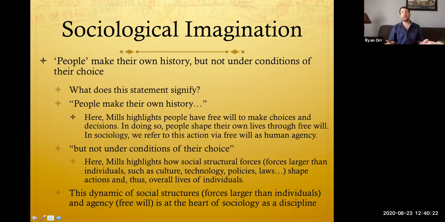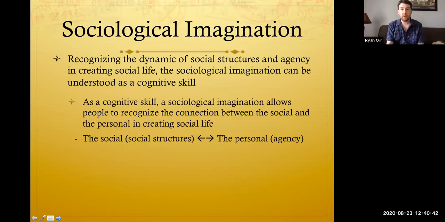So that's what we're looking at: how we are personal creatures that have agency, free will, but also we need to recognize that there are social structures that make up life that often have a hand, have a say in terms of how we live our lives as a whole. And so, overall, I say the sociological imagination can be understood as looking at the connection between the social world and the personal world. So how the personal and social come together to create life.